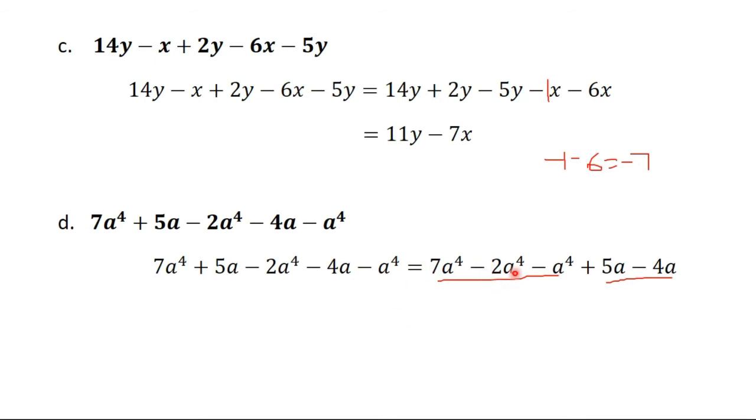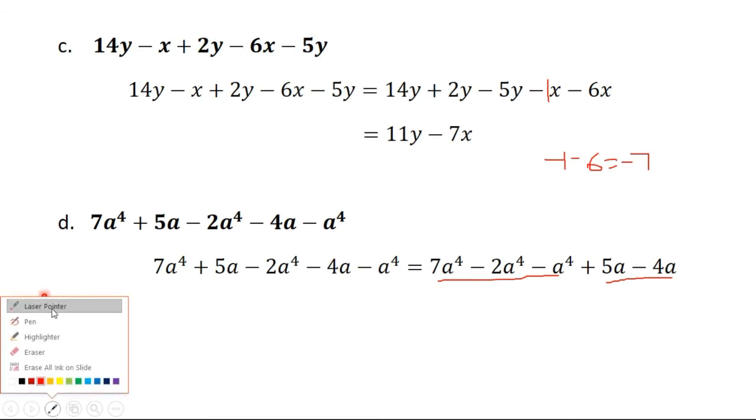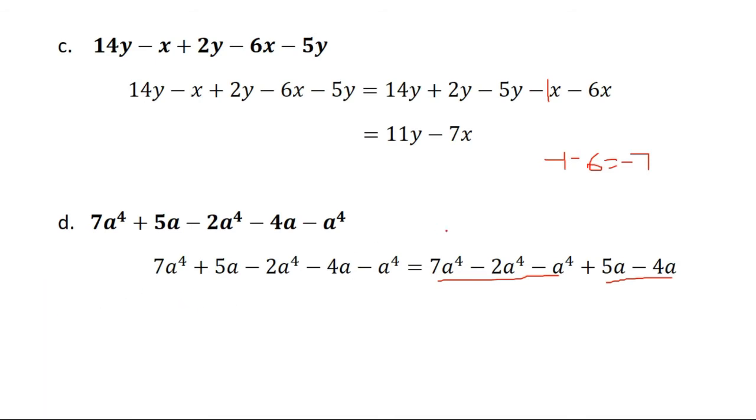minus 2 minus 1. Remember, minus a raised to the power 4 is the same as minus 1 a raised to the power 4. So if you are subtracting, we are going to have 7 minus 2 minus 1. We know that 7 minus 2 is 5, minus 1 is 4. So you are going to have 4a raised to the power 4.